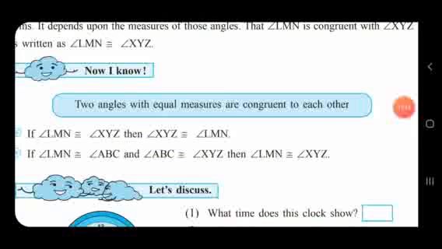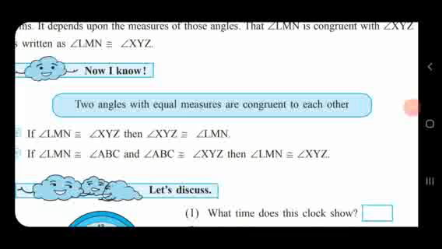Next concept is congruence of angles. If two angles are of equal measures, then they are said to be congruent to each other. For example, measure of angle LMN and XYZ is 40 degrees. Then they are said to be congruent to each other, and it is written as angle LMN congruent to angle XYZ. Now remember that if angle LMN is congruent to XYZ, then angle XYZ is also congruent to angle LMN.